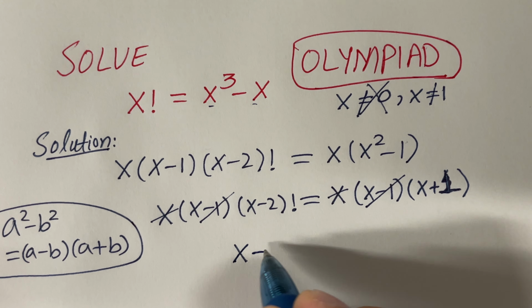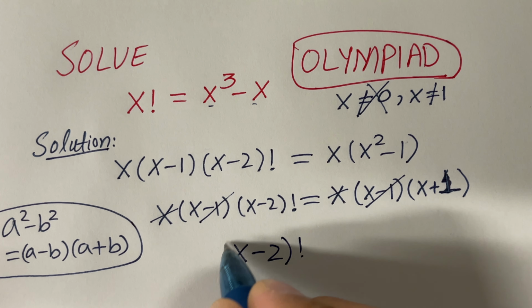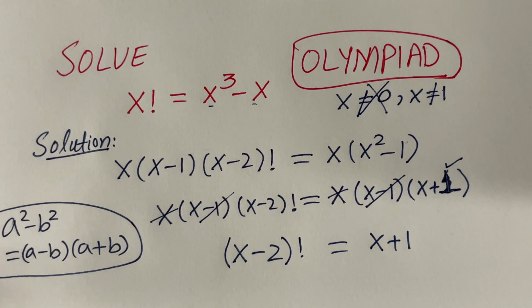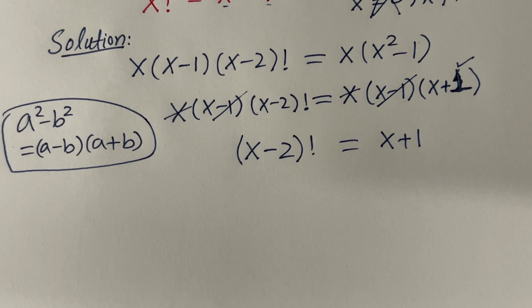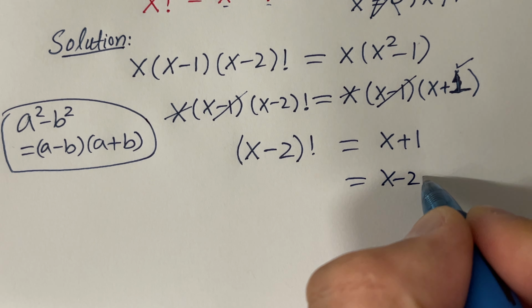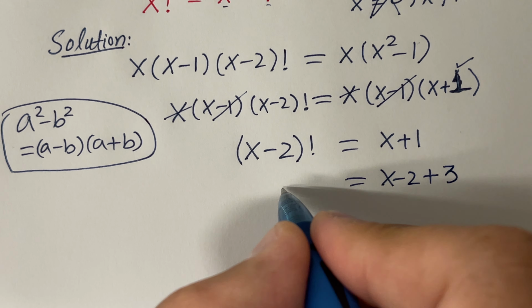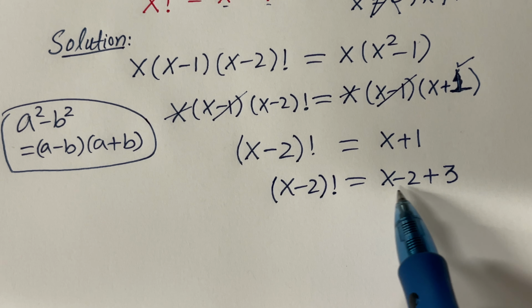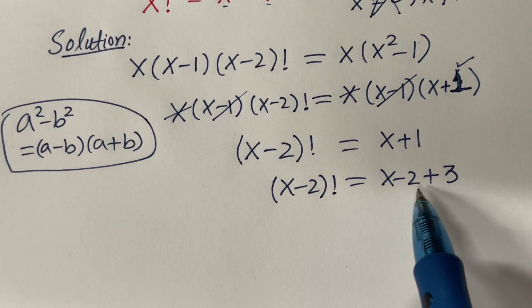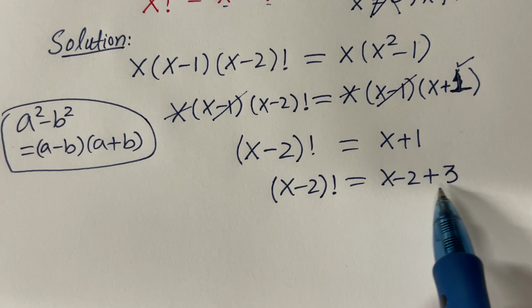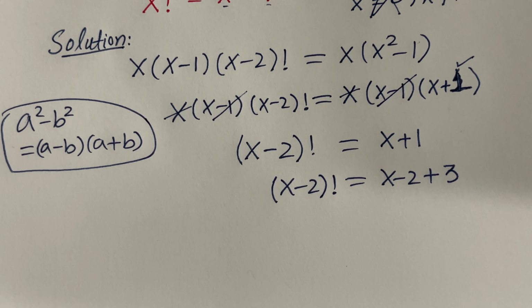Then the remaining equation will be (x minus 2) factorial equal to x plus 1. Again, this was 1, okay? Now I can write x plus 1 as x minus 2 plus 3, and the left hand side x minus 2 as it is. I just want to have x minus 2 on the right hand side, so I have just added and subtracted 2 on the right hand side, and you will end up with this equation.